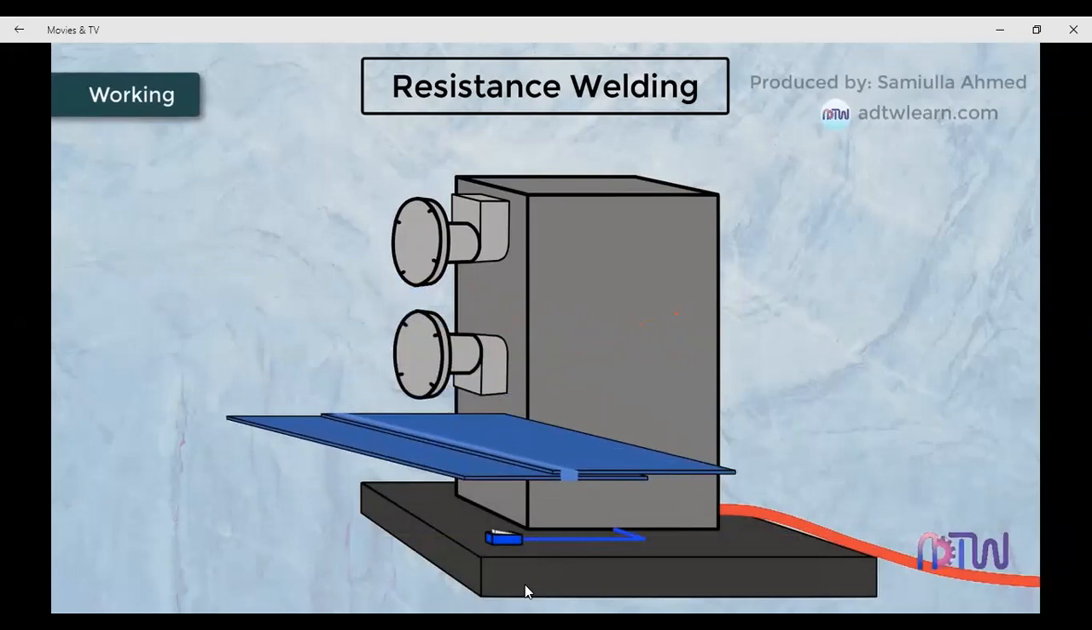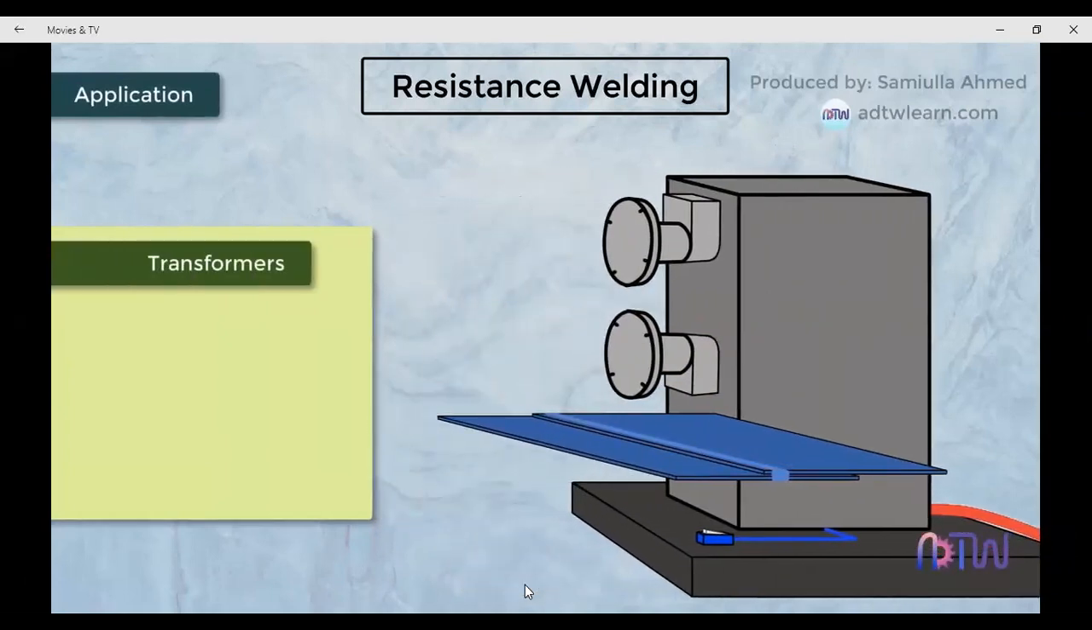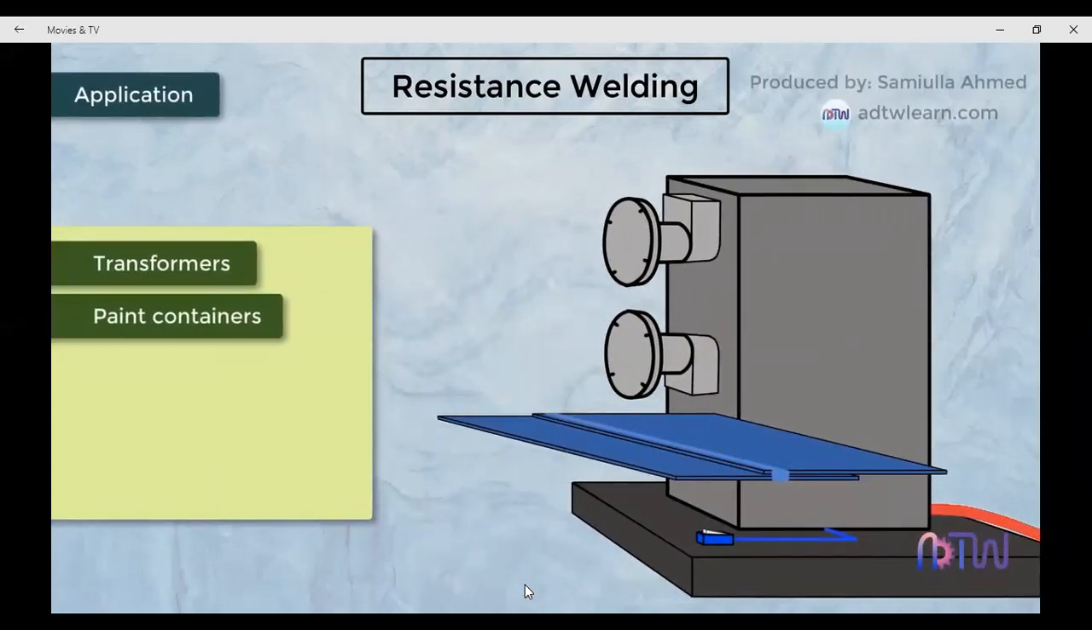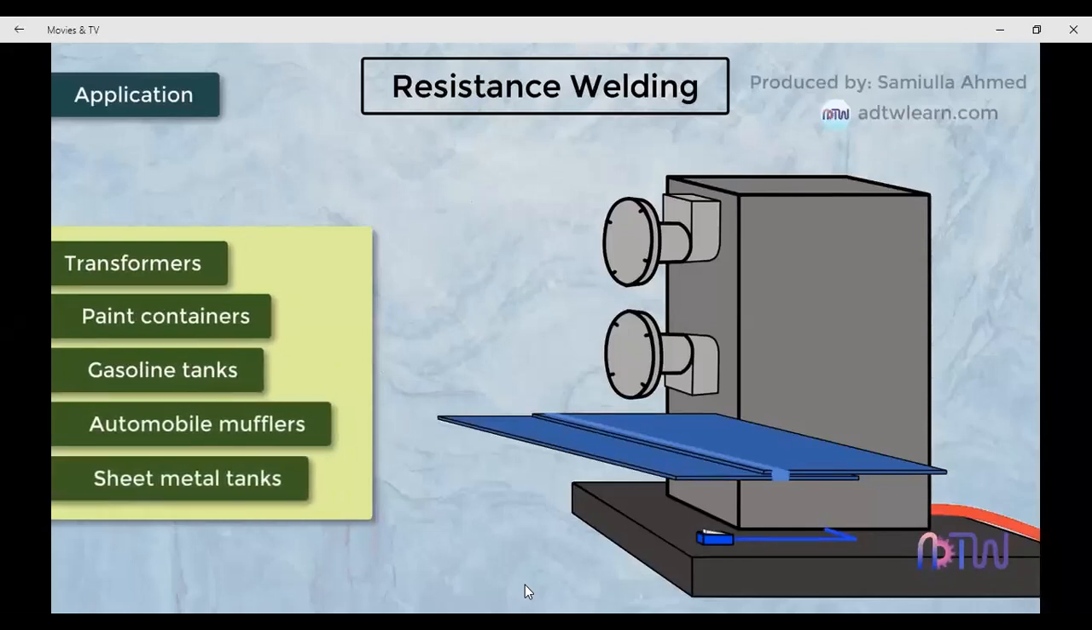Nugget is a weld between the two workpiece interfaces. Application of seam welding process: welding of transformer and paint containers, welding of gasoline tanks, automobile mufflers, and welding of sheet metal tanks.